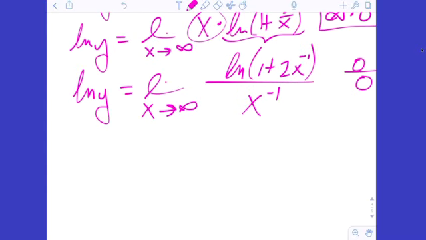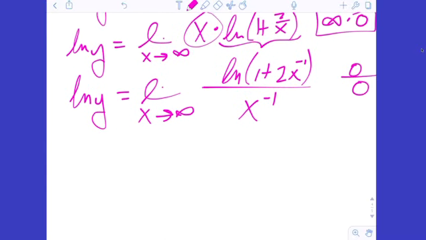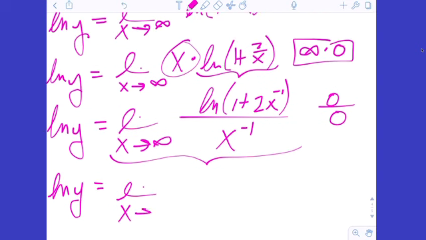If this were a log diff problem, I would take the derivative of both sides. This is not a log diff problem. I still have the natural log of y on the left, but I'm evaluating the right side by a process called L'Hopital's rule. So I'm not taking the derivative of both sides. I'm just evaluating the right side by now taking the derivative.